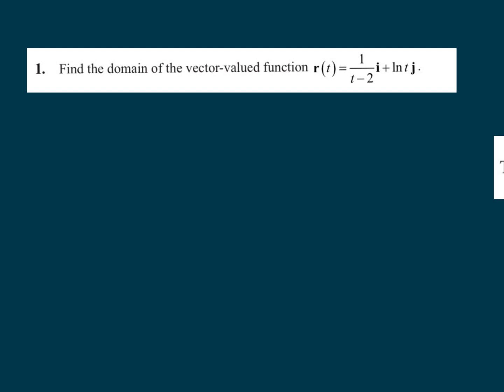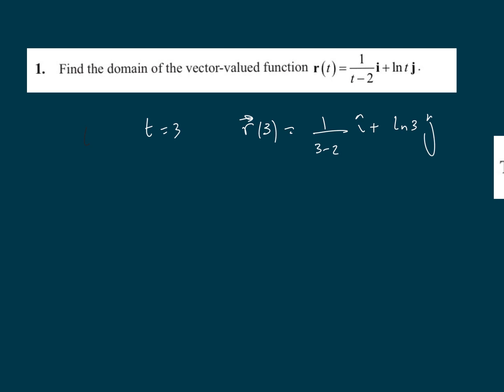So when you take an input, let's say t equal 3, you have a vector. And the vector, when you take the input 3, is 1 divided by 3 minus 2, i plus natural log of 3, j. For every t, you find a vector.